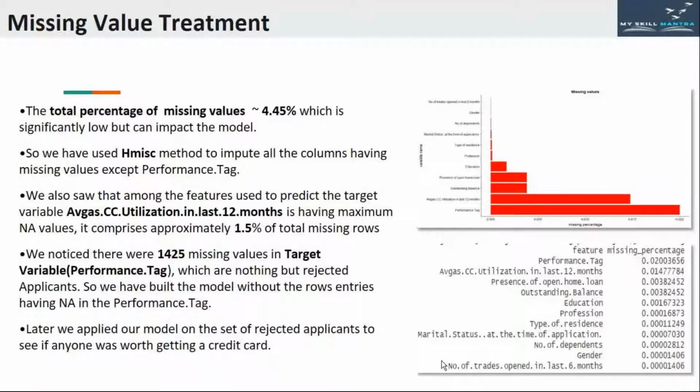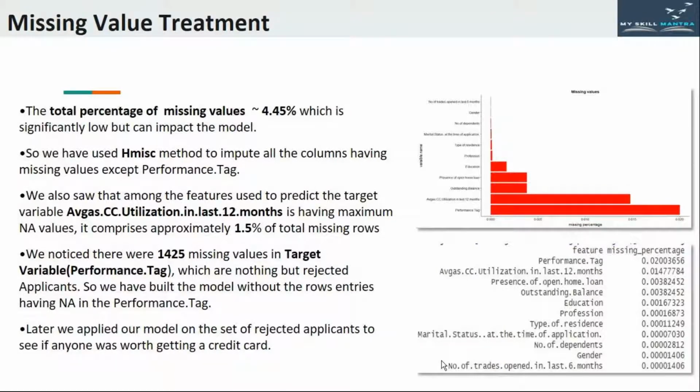So we need to treat these variables, because it might impact your model. We need to treat these variables by either deleting them or imputing them with some appropriate value. And there are multiple techniques that an analyst needs to know to do this properly. In our project, the total percentage of missing values was roughly 4.45%, which is significantly low, you may say. And it's true, but it can still impact the model.